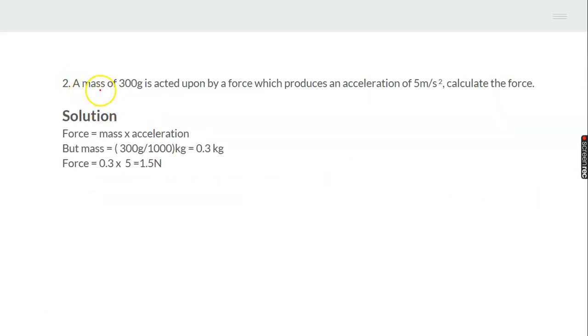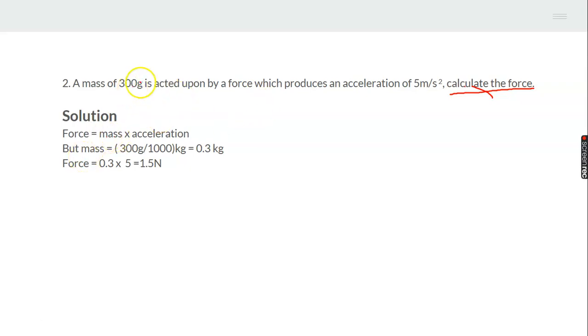The second one is that a mass of 300 grams is acted upon by a force which produces an acceleration of this. Calculate the force. Don't forget the formula for force is ma, which is mass times acceleration. Here, the acceleration is not acceleration due to gravity. It's the increase in speed, because it's neither thrown up nor descending downward.